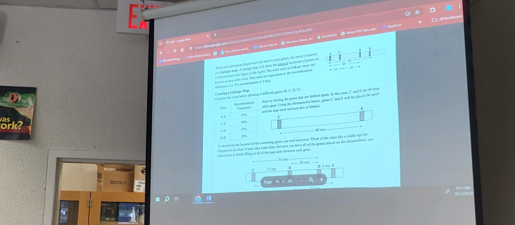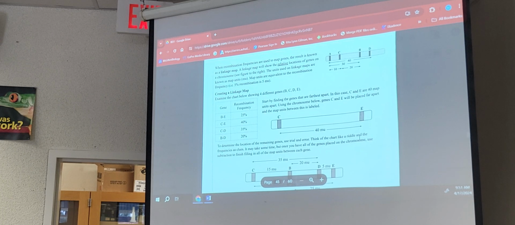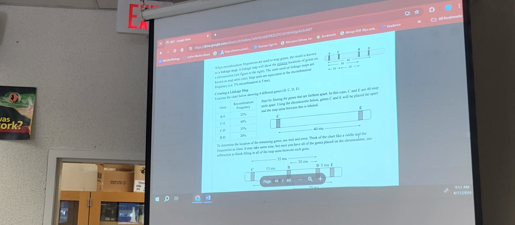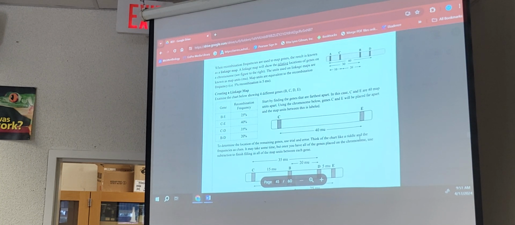The gene mapping. When recombination frequencies are used to map genes, the result is known as a linkage map. A linkage map will show the relative locations. We don't know exactly where it's at on the chromosome just by linkage mapping. We know where they are relative to another gene, but we don't know it's here, it's here, it's here, right? We just know relative to something else.